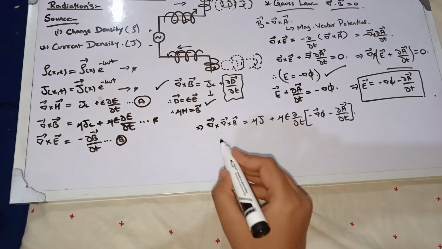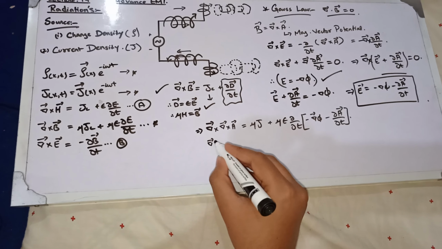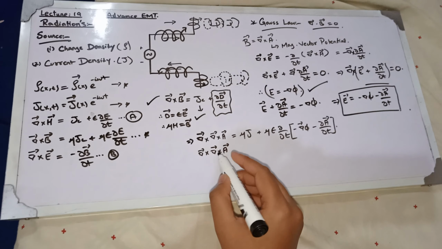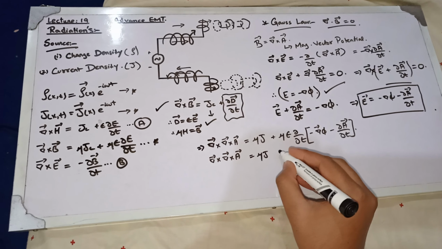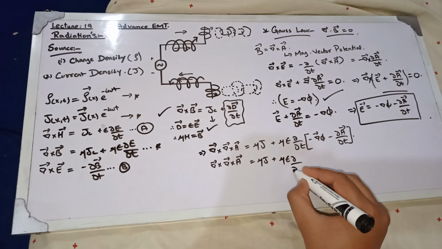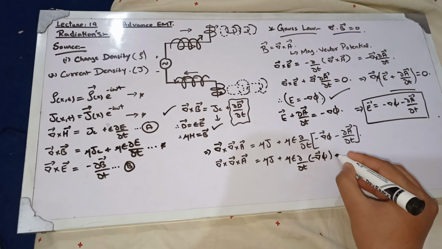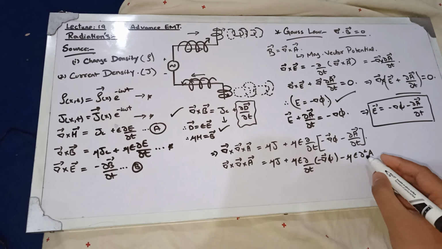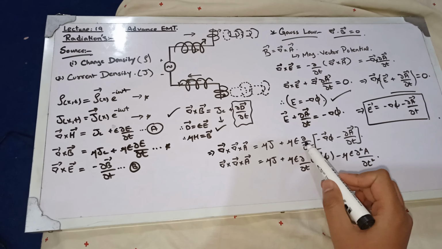Understood? Now you have to just take the time derivative, so it becomes del cross del cross A. You have to use your identity here. Okay, it becomes equal to mu J plus mu epsilon partial by partial t of minus del psi, and minus mu epsilon partial square A divided by partial t square. You just multiply this by this and this by this.